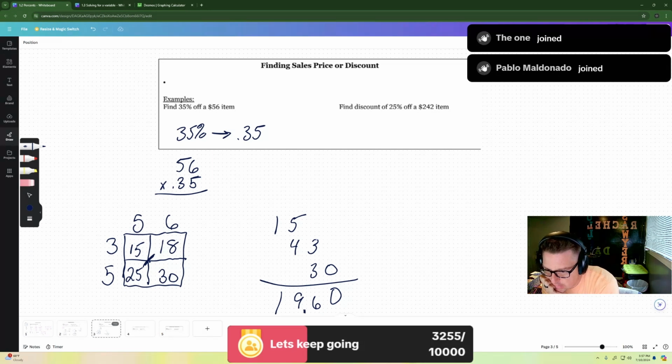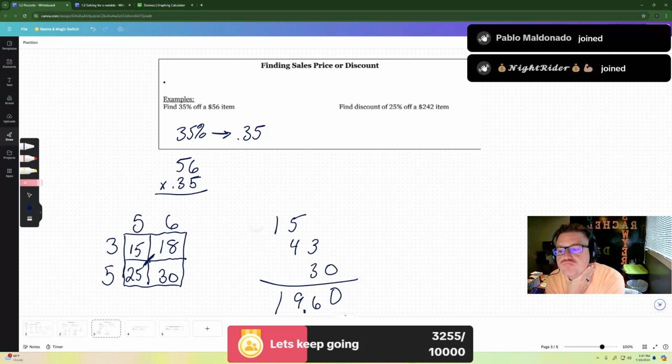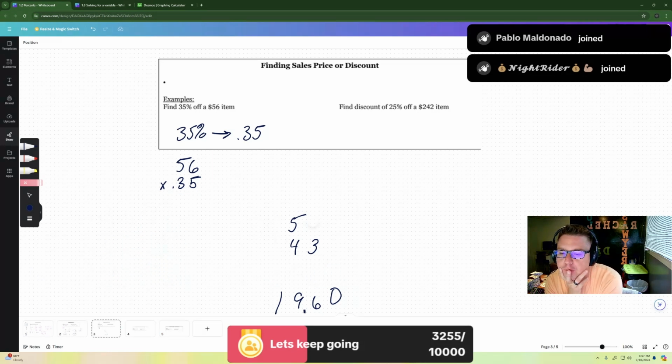So that is 13. Carry the 1. 2 and 2 make 4. That's right. 6 times 5 is 30. And then 15. Interesting. I don't know. I'll have to play with that one. But let's backtrack to this.